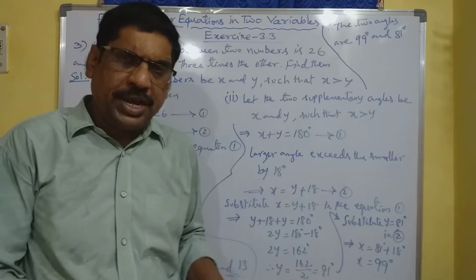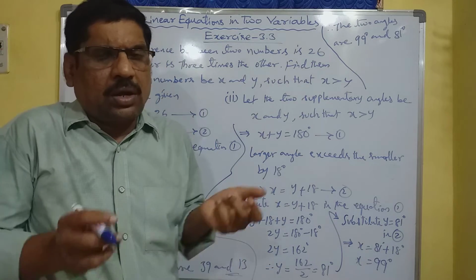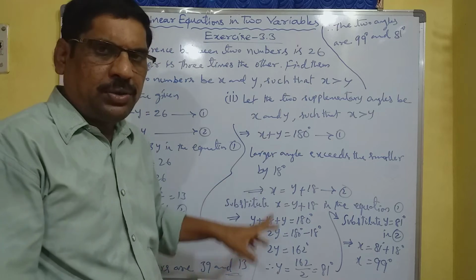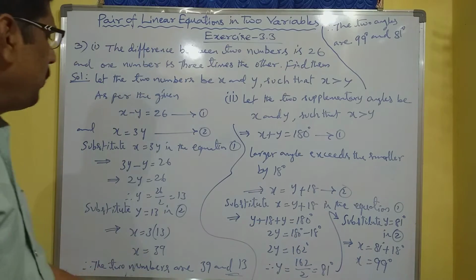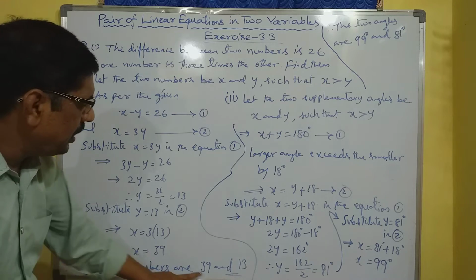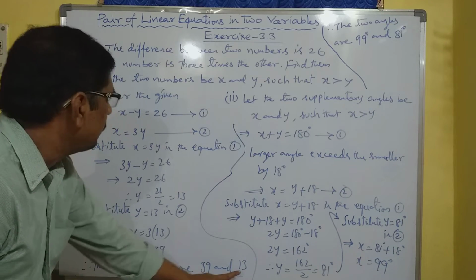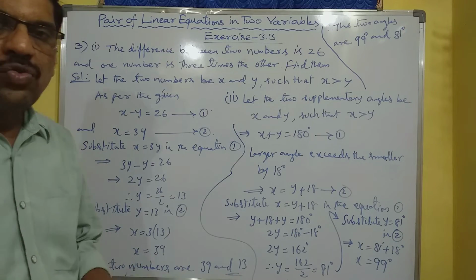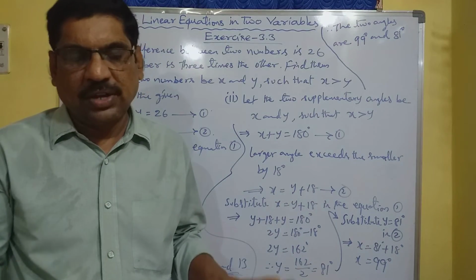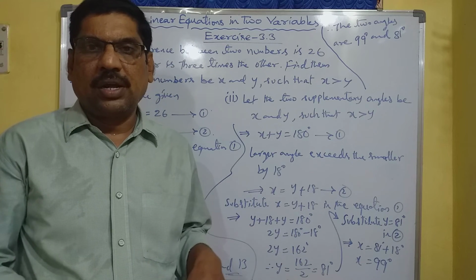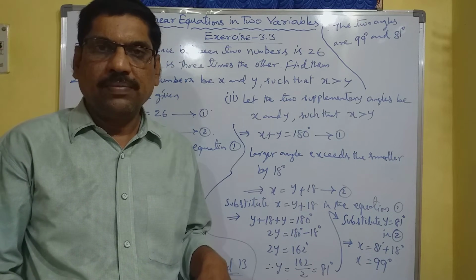Like this, we can check whether our answers are correct or not by substituting in equations 1 and 2. So for any problem, even for this problem, what are the X and Y values? X value is 39 and Y value is 13. So if you substitute these two values in equations 1 and 2, they must satisfy the equations. Then we can say that the given answers are correct.